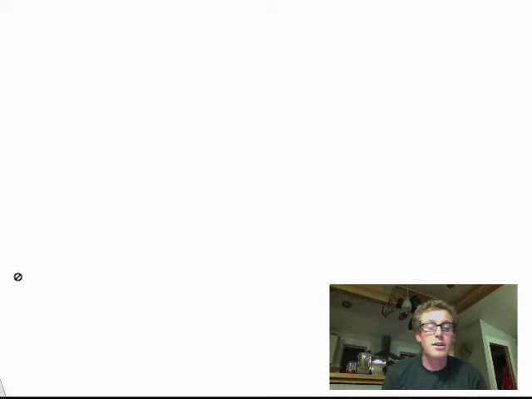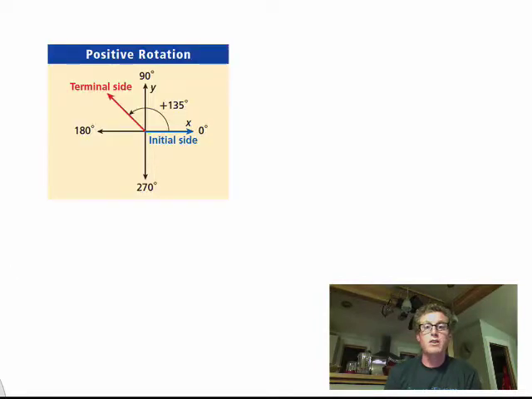Hi class, in this quick video we're going to talk about angles of rotation based on a coordinate plane and how it works with trigonometry. Let's start off with just positive rotation. I'm going to start with that blue arrow and rotate it about the origin 135 degrees. Positive rotation will always go from quadrant 1 to quadrant 2 to quadrant 3 and then to quadrant 4.